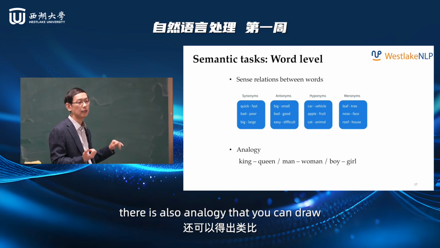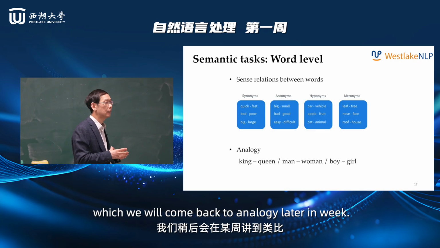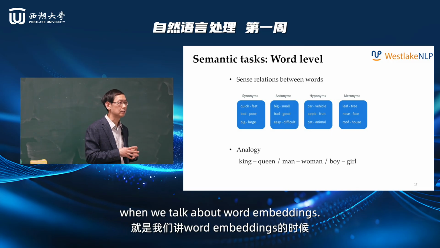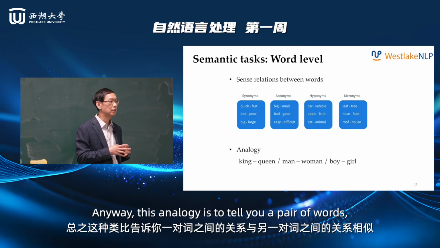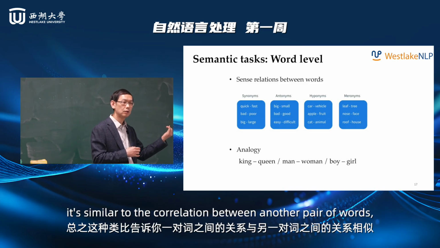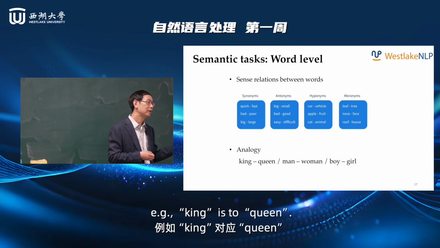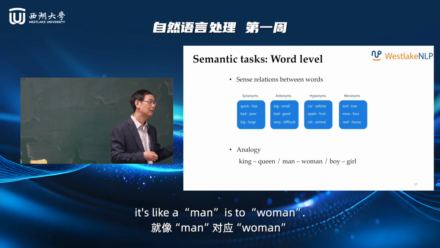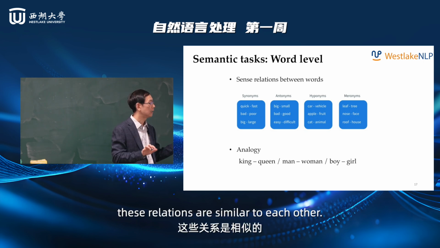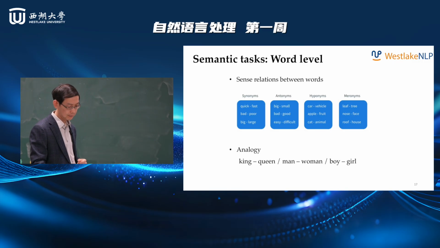If you put pairs of words together, there is also analogy that you can draw, which we will come back to later, when we talk about word embeddings. Anyway, analogy tells you that the correlation between a pair of words is similar to the correlation between another pair of words. For example, king is to queen like man is to woman, like boy is to girl. So these relations are similar to each other. This draws an analogy.